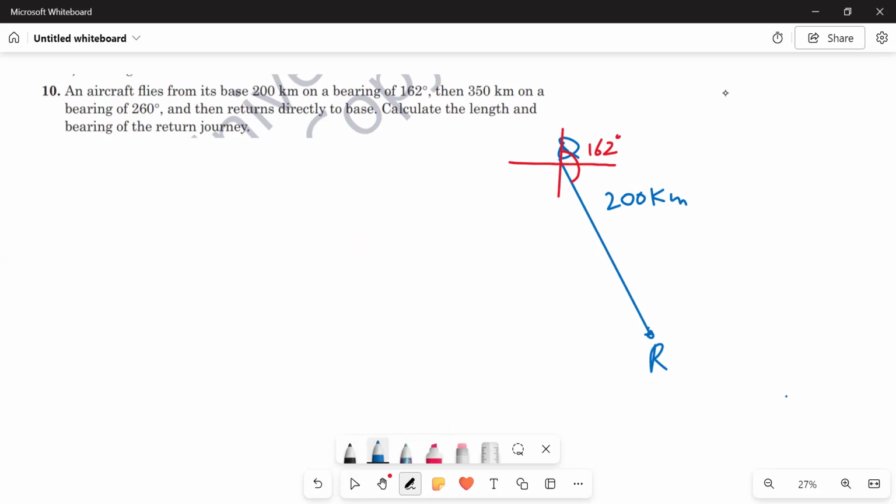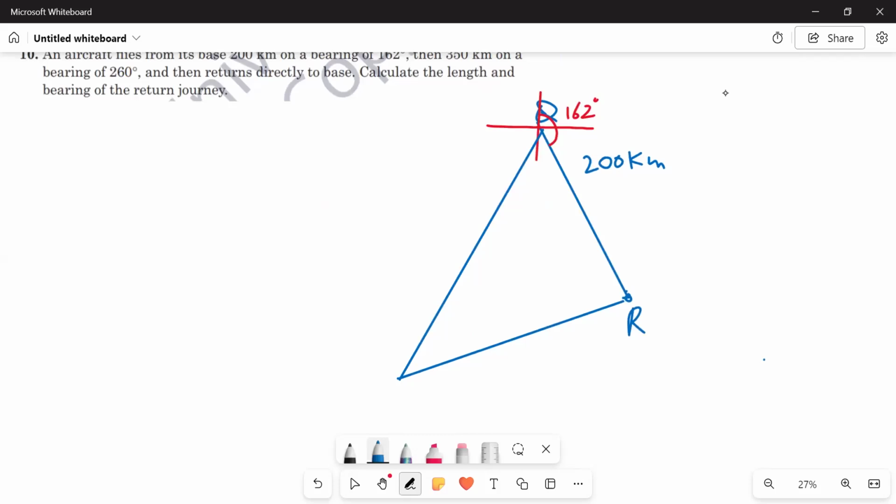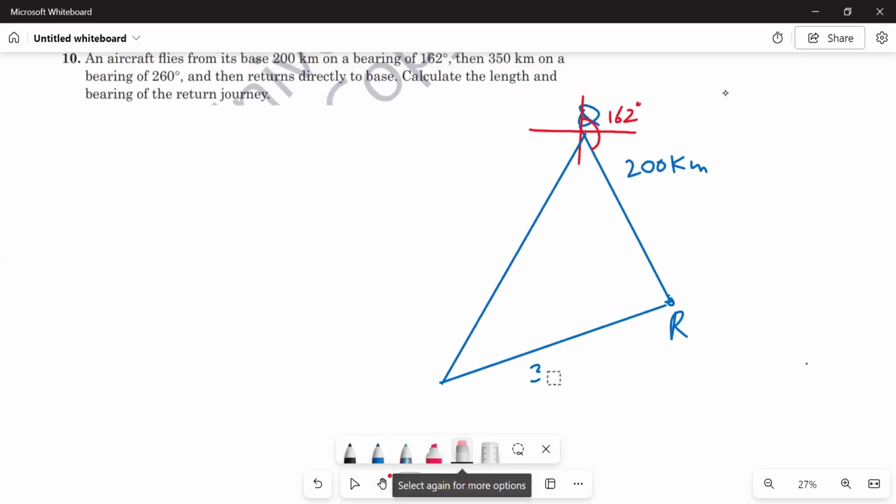And then 350 kilometers on the bearing of 260 degrees, and then return directly to the base. Okay, so we have to find this. This is 350 kilometers, and here its bearing is 260 degrees.